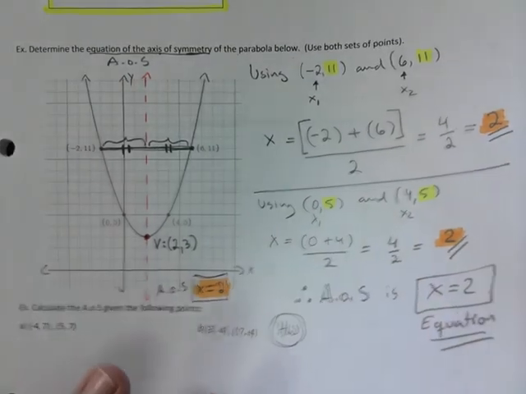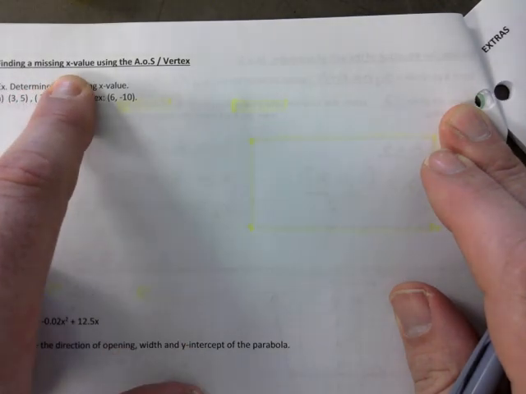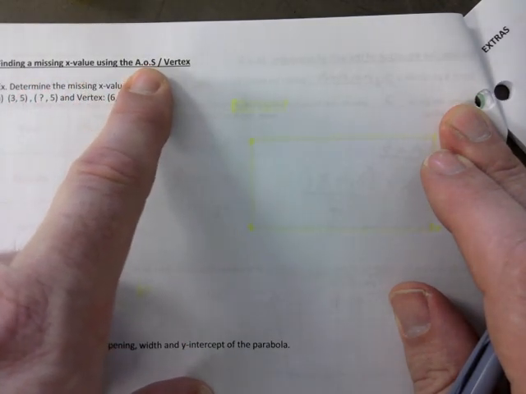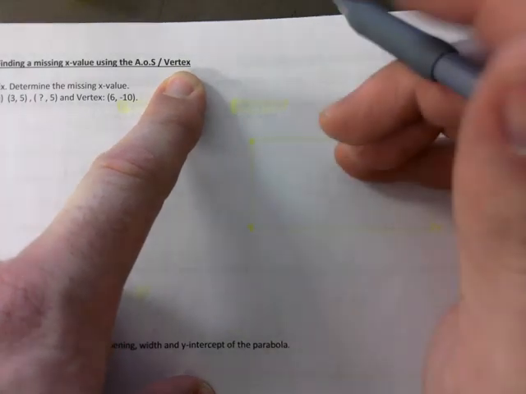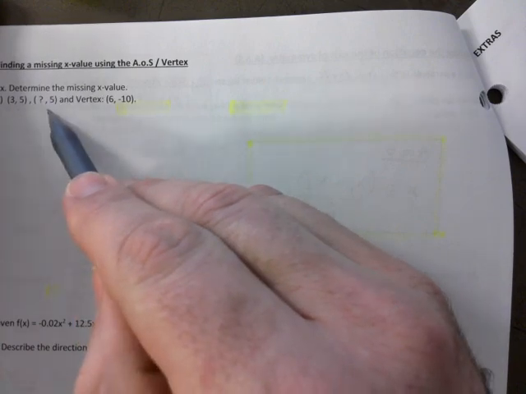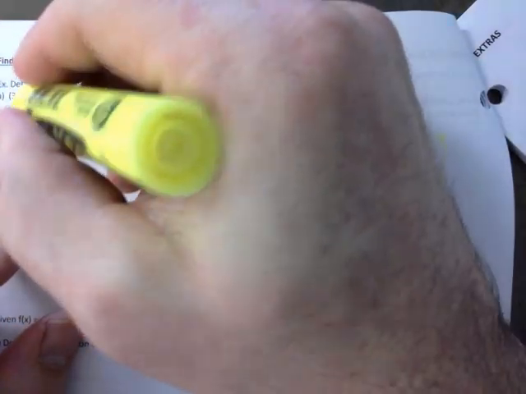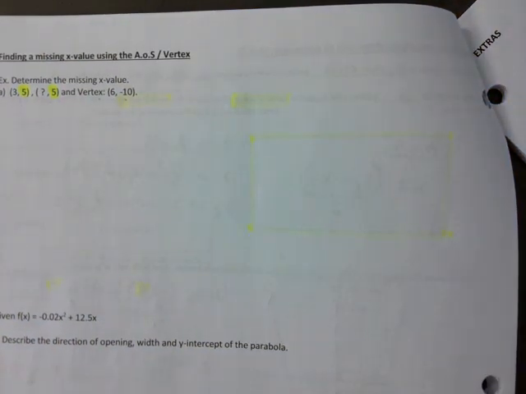We're good? Okay. I'm going to go to page 13. Finding the missing x value using the axis of symmetry / vertex. Okay. So you're given 2 points that lie on the parabola and the vertex. Notice this, that the 5 and the 5, it tells you they're on opposite ends on either leg, right? These 2 points are across from each other.